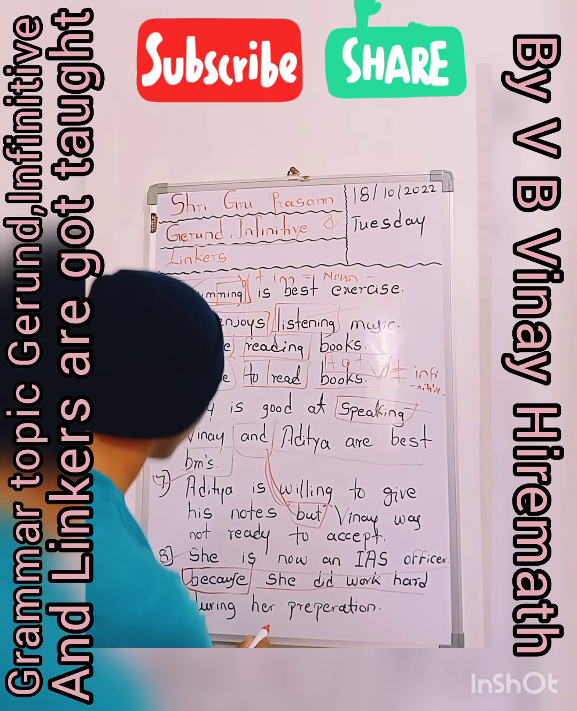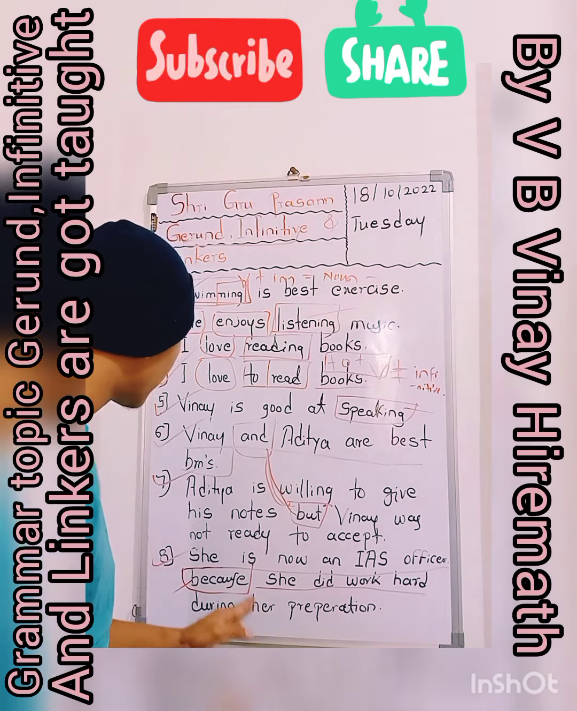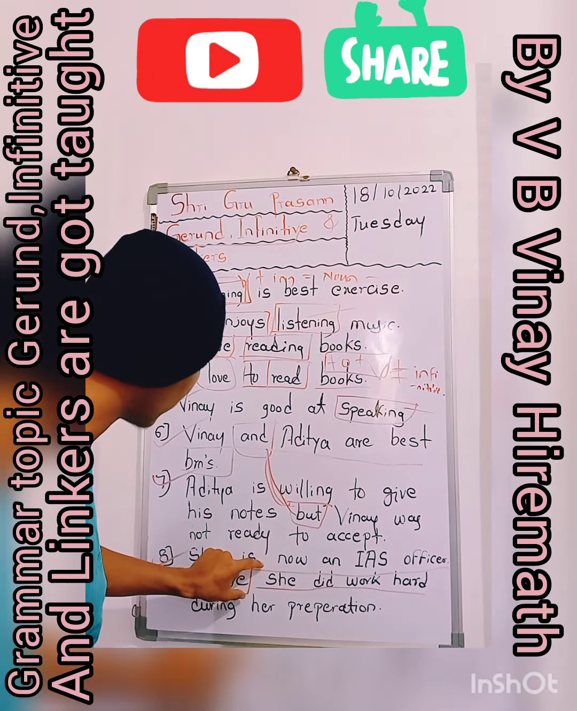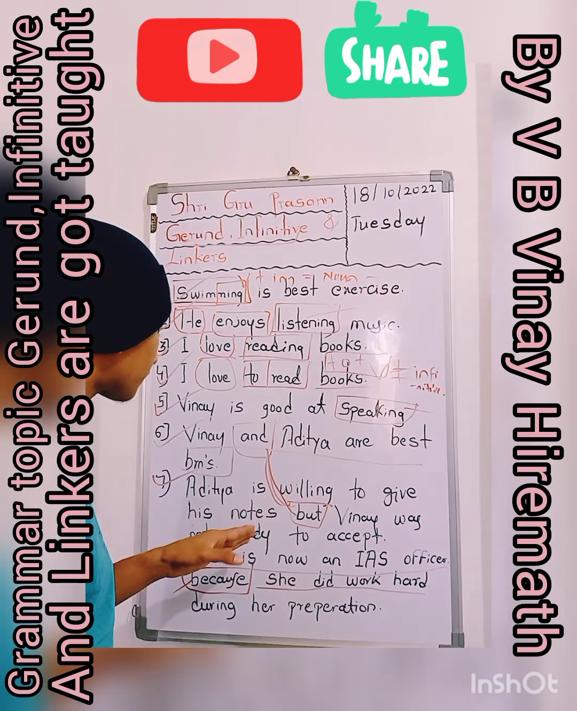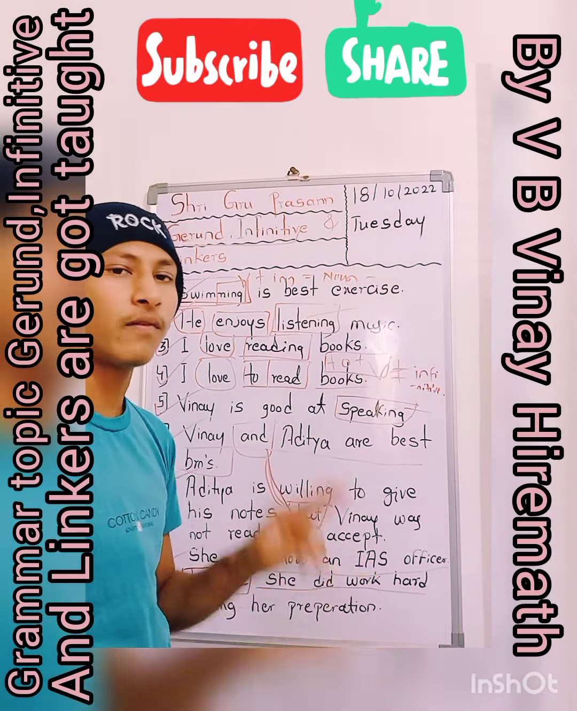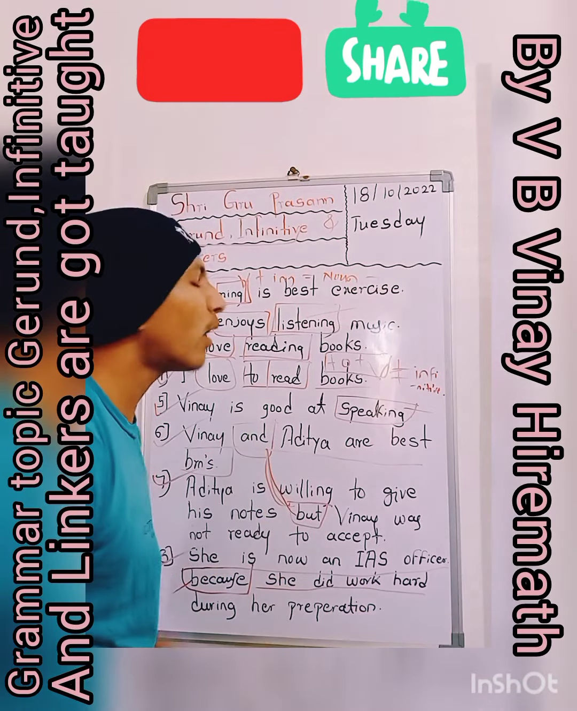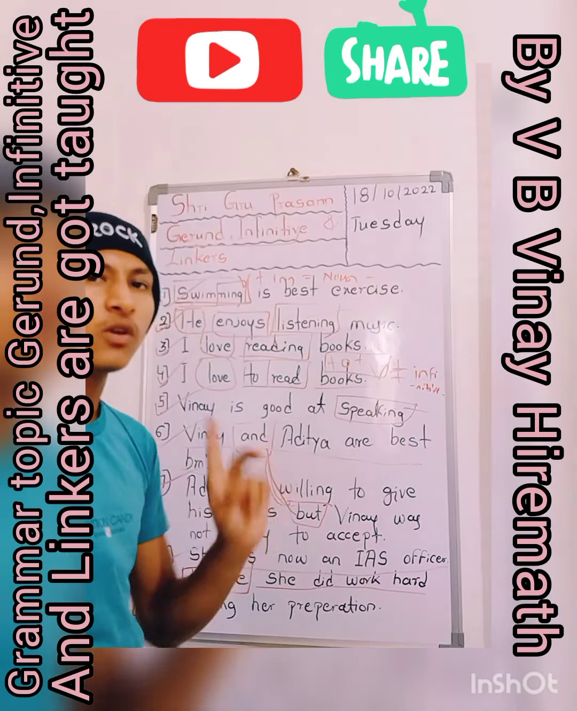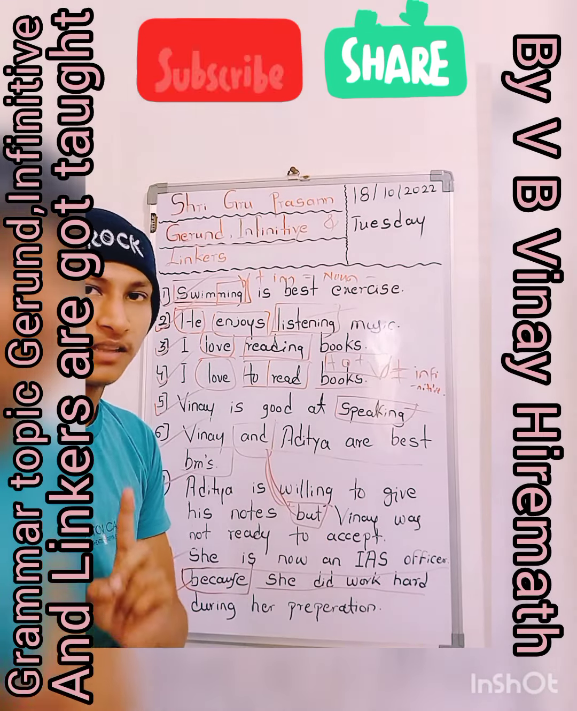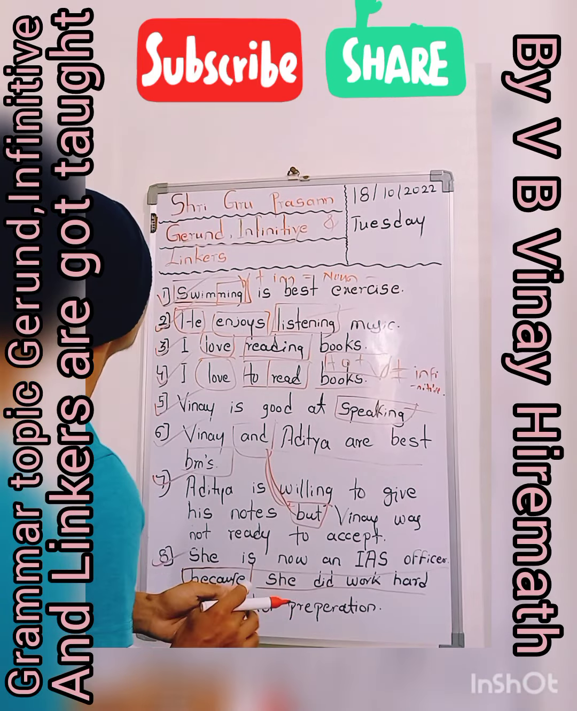Sorry, of course this is also not a compound complex sentence. This is a complex sentence only. Compound means two independent clauses joined by the coordinating conjunction, and complex means one independent and one dependent clause. I think you understood, and thank you so much for listening carefully.